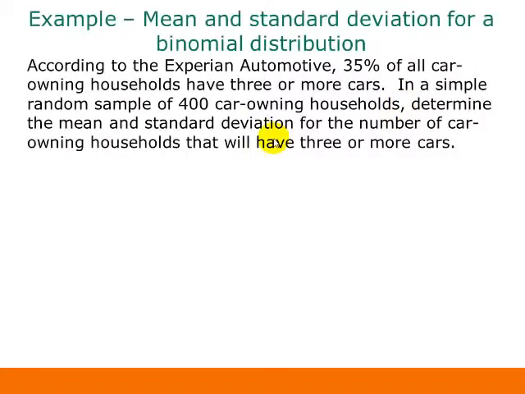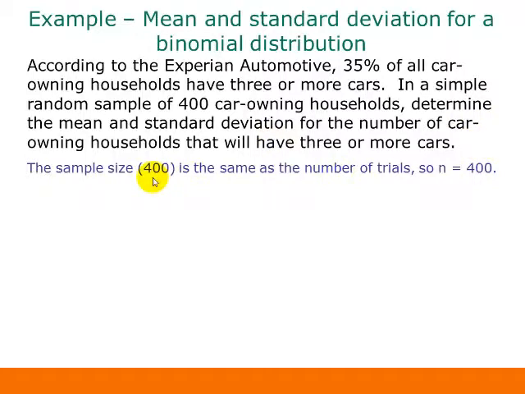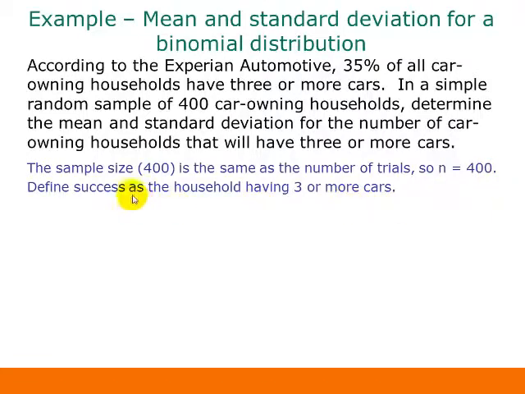Let's go back to our example dealing with car-owning households. If we have a simple random sample of 400 car-owning households, determine the mean and standard deviation for the number of car-owning households that will have 3 or more cars. So in this one, we do have a binomial experiment. Our sample size is the same as our number of trials, so our n is equal to 400. And again, we're going to define success as the household having 3 or more cars. Our probability of success on any one trial is 0.35.